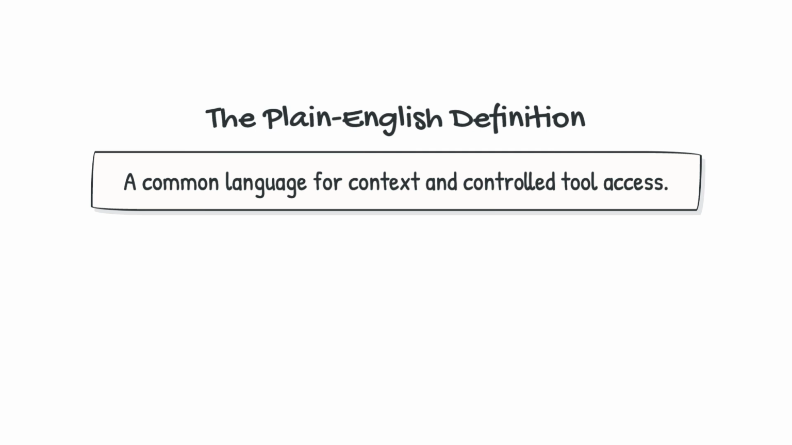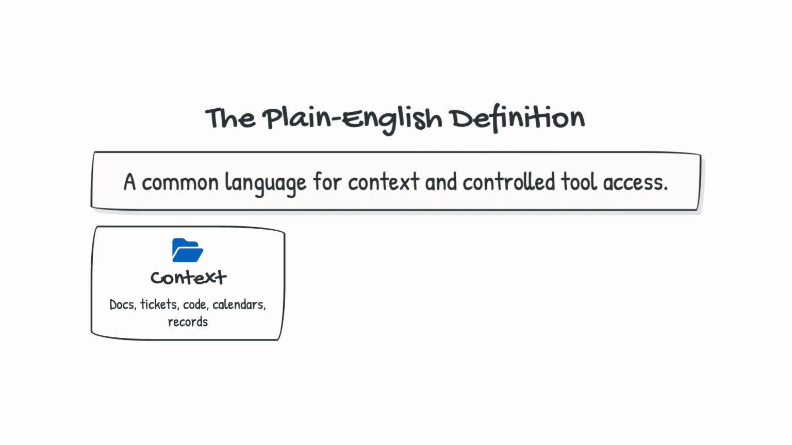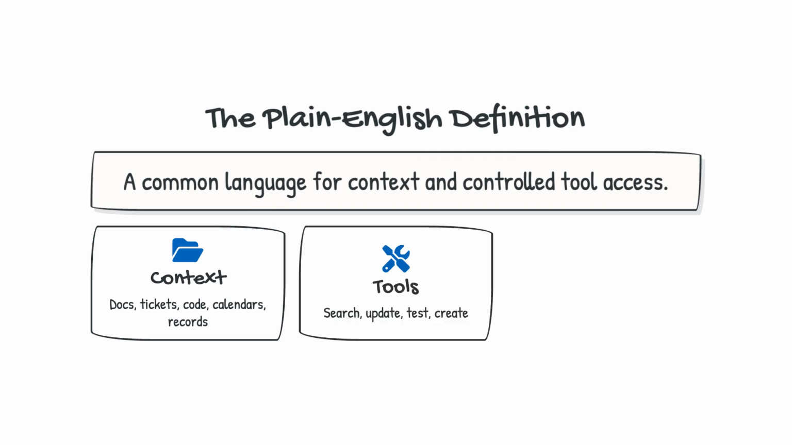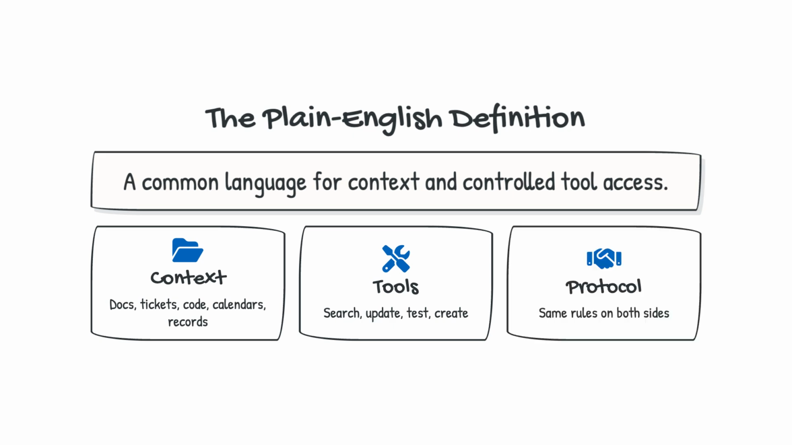Here's the definition. Model Context Protocol is a common language for giving an AI model context and controlled access to tools. Context means the information the model needs. Documents, tickets, code, calendars, databases, and records. Tools mean actions it can take: search, create, update, run a test, open a pull request, or check a spreadsheet. Protocol means both sides follow the same rules. The host speaks MCP, the server speaks MCP, the adapter fits.